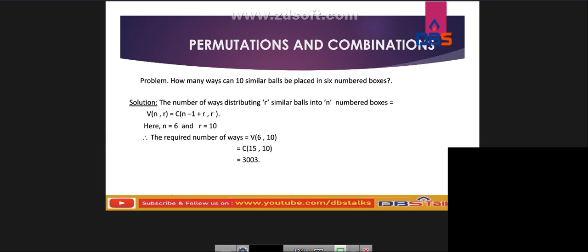Okay, therefore the required number of ways equals C of n minus 1 plus r comma r, n equal to 6, minus 1 is 5, plus 10 comma 10, that equals C of 15 comma 10, that equals 3003 possibilities are available to place the 10 similar balls into 6 boxes. Okay, next one.